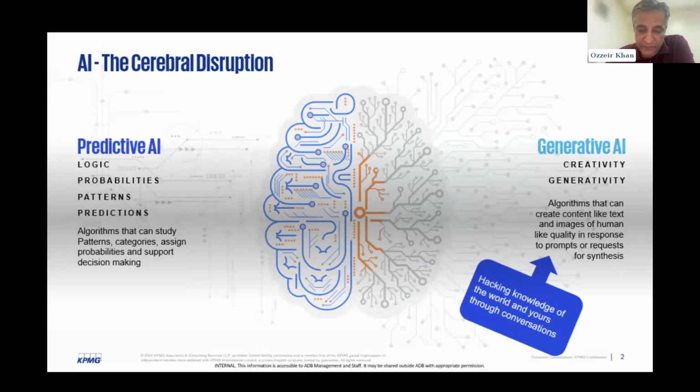So the basics of AI really are still the same. There are two parts to AI, predictive AI and generative AI. Predictive AI has been around since the early 2000s, where it's about predicting probabilities and patterns, where algorithms can study and assign probabilities for decision making. We saw this in the early days of e-commerce, where you watch something and then you're recommended something else.